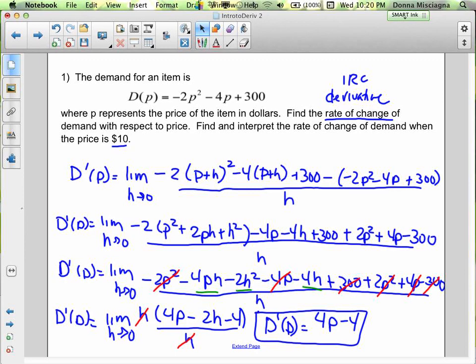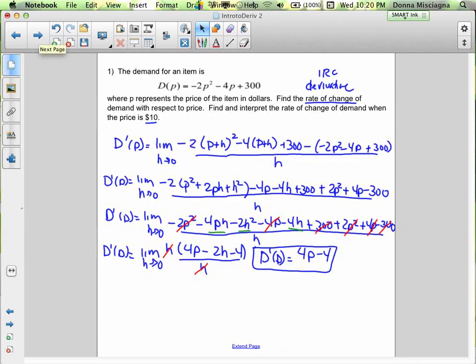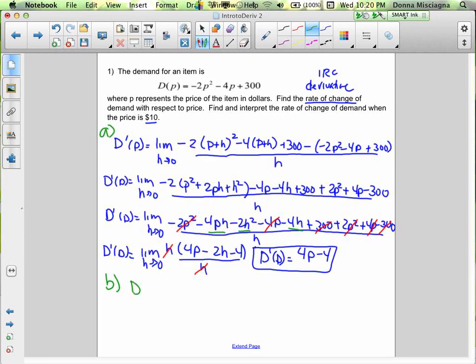I'm going to have to extend the page a little bit, so I have a little bit more space. So now we're going to do the part B. So that was the part A. But actually the part B is pretty quick. We need to find d prime of 10, which is going to be 4 times 10 minus 4, which is 40 minus 4. So that's just going to be 36. And what does that mean?